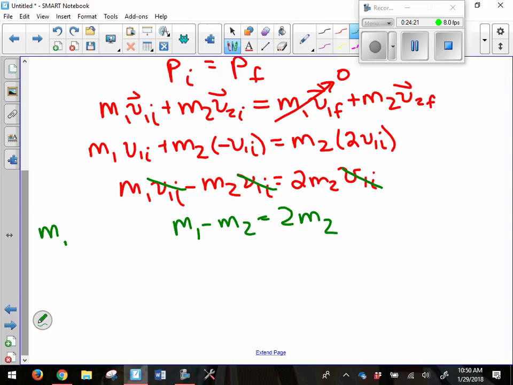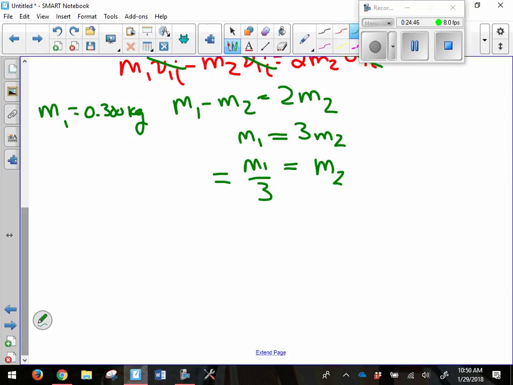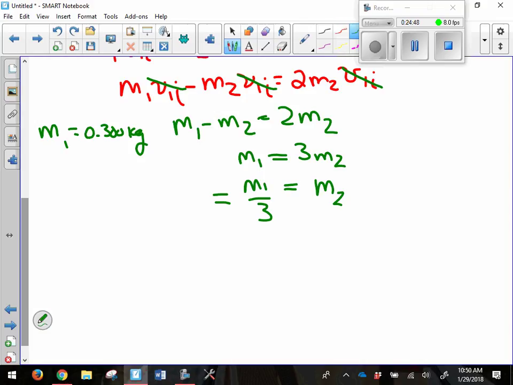I know what m1 is because I chose which of my spheres was at rest. And the sphere that was at rest after the collision was the 300-gram sphere. And I chose that to be m1. So that tells me that m1 is equal to 3m2, or m2 is m1 over 3, or m2 is what? 100 grams. Okay.